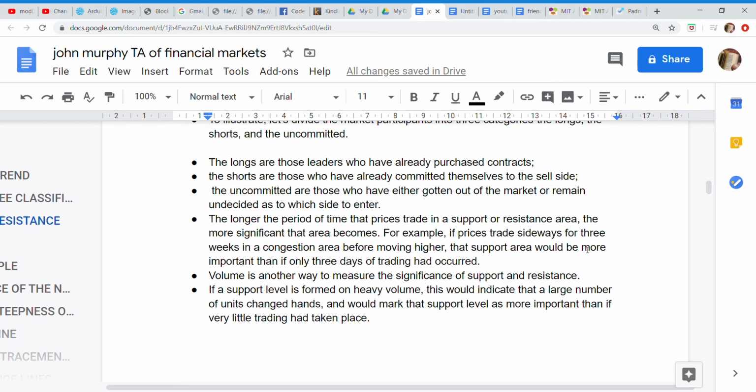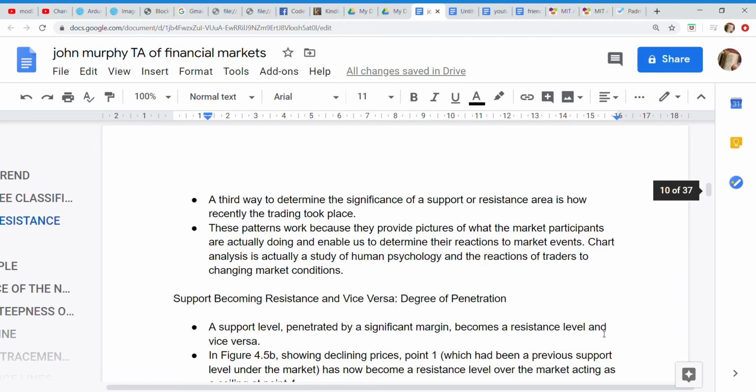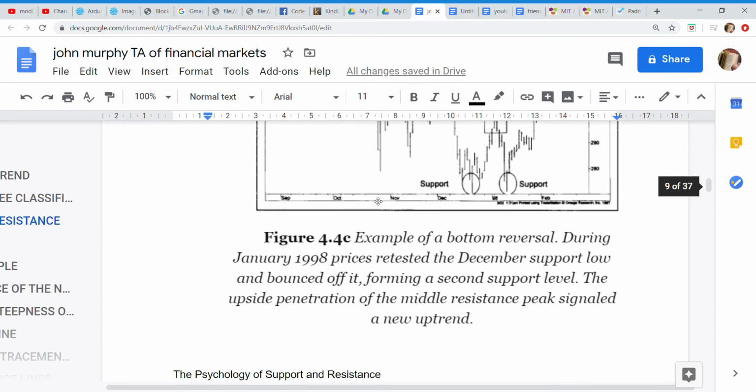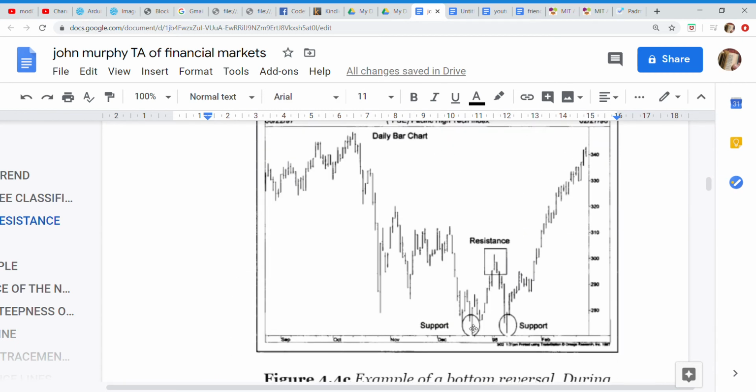Volume is another way to measure the significance of support and resistance. If a support level is formed on heavy volume, this would indicate that a large number of units changed hands and would mark that support level as more important than if very little trading has taken place. A third way to determine the significance of a support or resistance area is how recently the trading took place. So volume can play a large part in this.